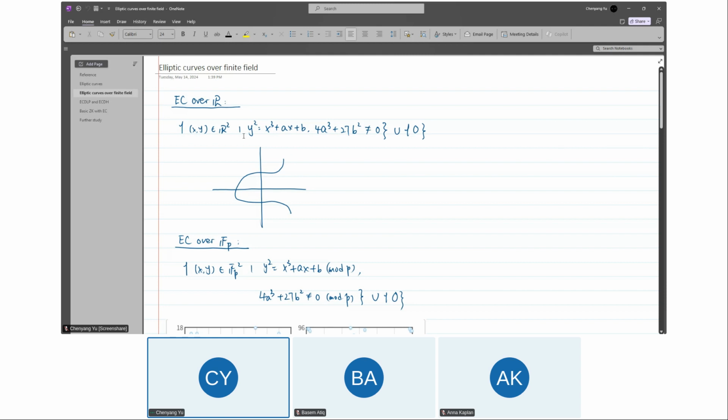EC over a finite field. So far we have only covered EC over R. In notation, we can say EC over R is a collection of XY points in R squared, because both X and Y are from R. They must follow this equation, they must also have a non-zero discriminant, and we take the union with capital O, because capital O comes from nowhere. This is artificially added into the definition.